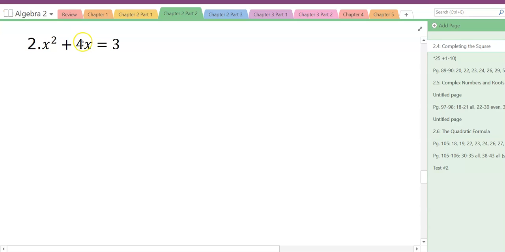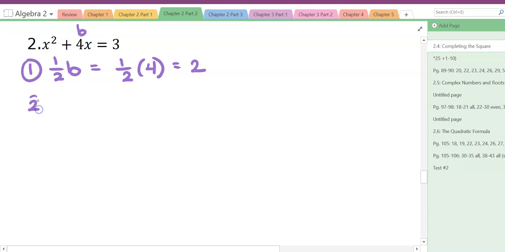Your b term for this one is that 4. So for step 1, we're going to do 1/2 of b. So 1/2 of 4, or 4 divided by 2, which is 2. Step 2 is to take that number and square it. So 2 squared, which would be 4.